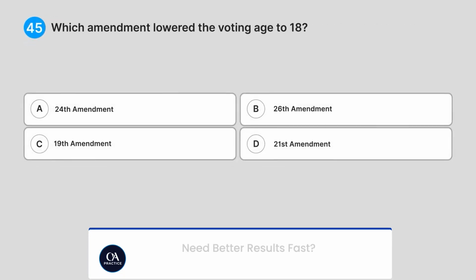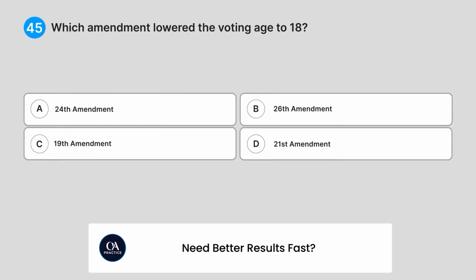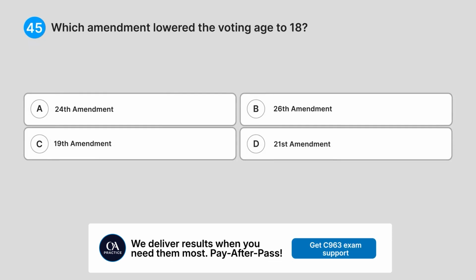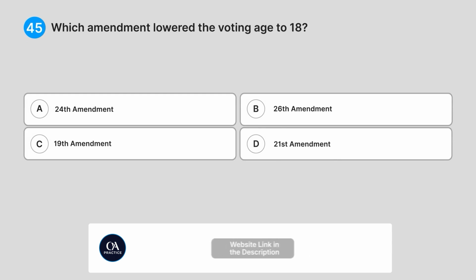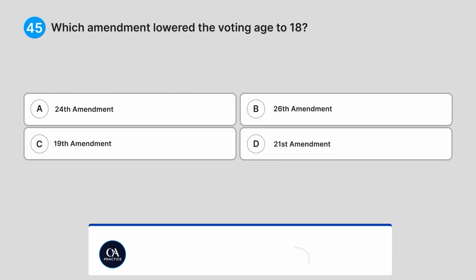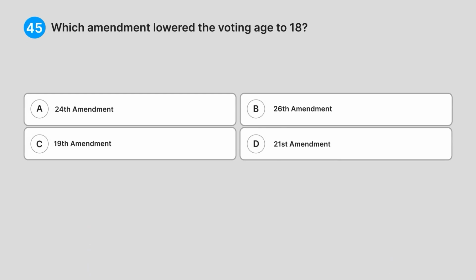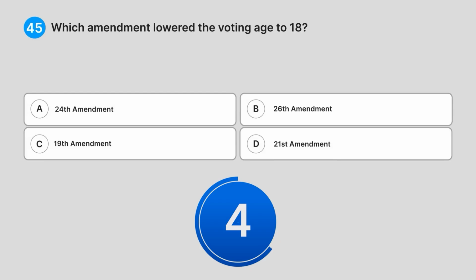45. Which amendment lowered the voting age to 18? A. 24th Amendment, B. 26th Amendment, C. 19th Amendment, D. 21st Amendment. What do you think is the answer?